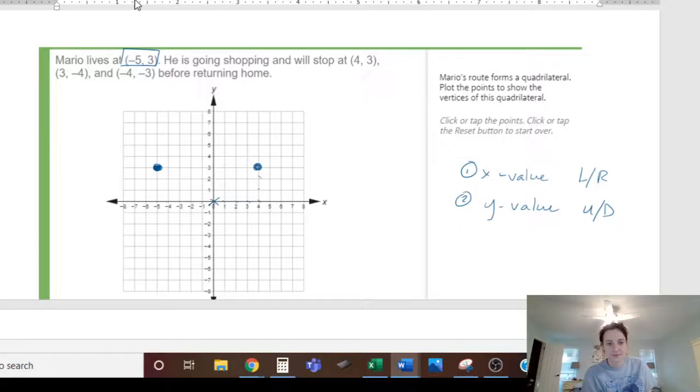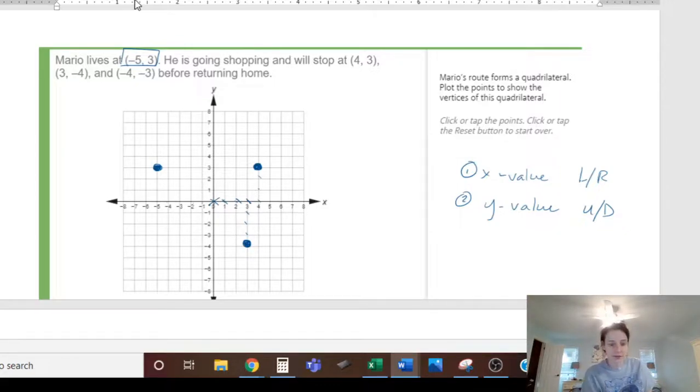Okay. My third stop is at (3, -4). 3 is positive, so come to the right: 1, 2, 3. But now I have negative 4, so I'm going to go down 4 spaces: 1, 2, 3, 4. And here is my next stop on my route.